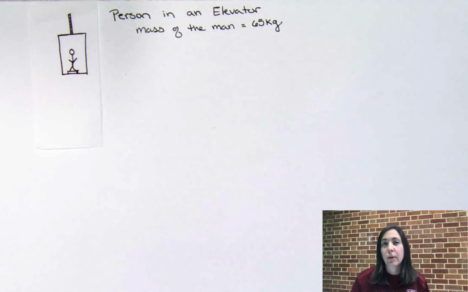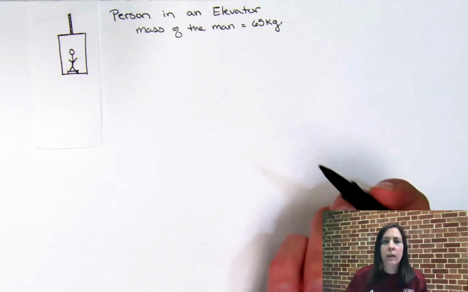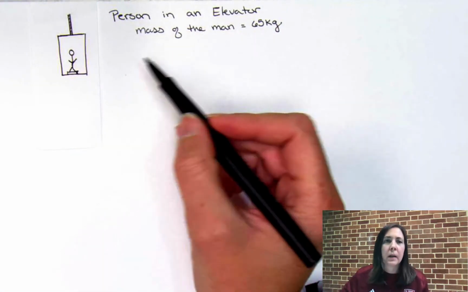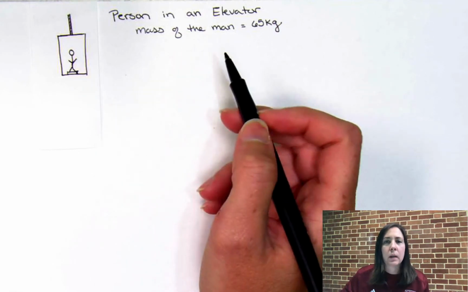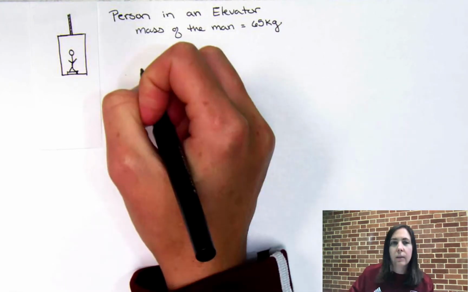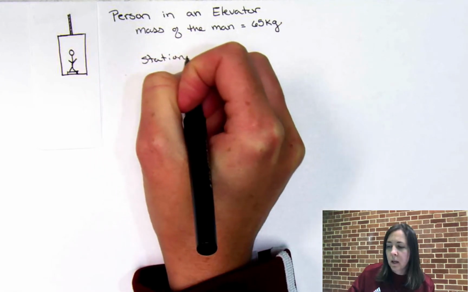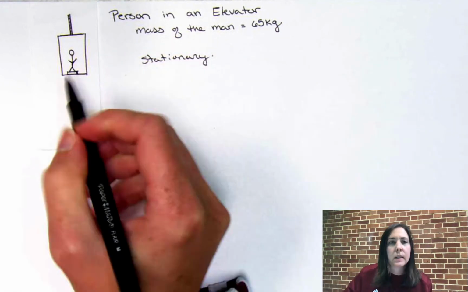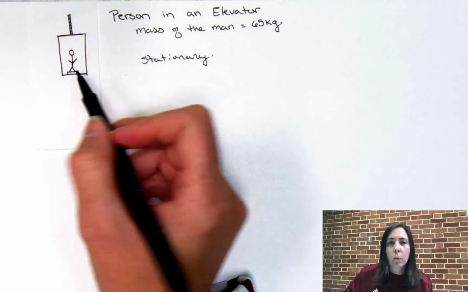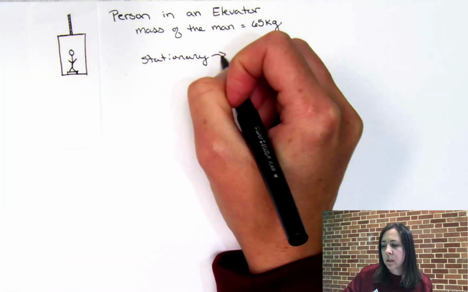There are a lot of really great problems that you can do regarding a person in an elevator. So the first question that I have is, here's a man in this elevator, and the mass of the man is 65 kilograms. If this elevator is stationary, then what is going to, see, he's standing on a scale right here. What's the bathroom scale going to read? What's the scale reading?